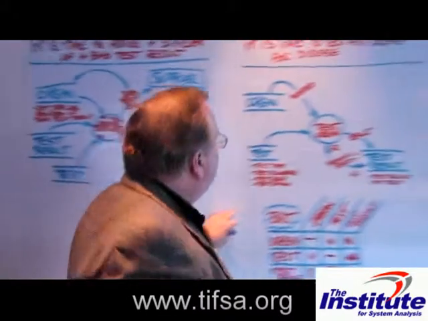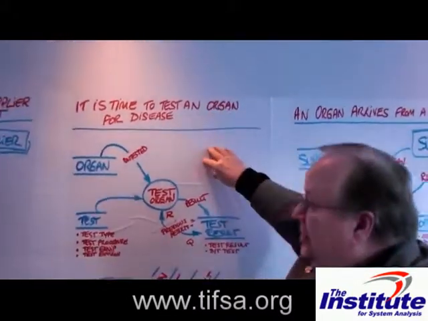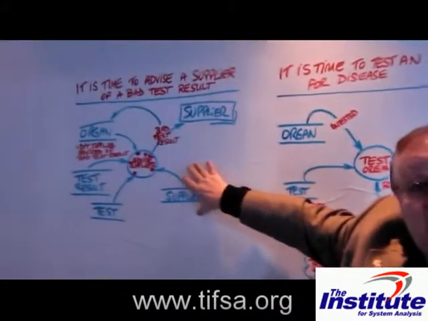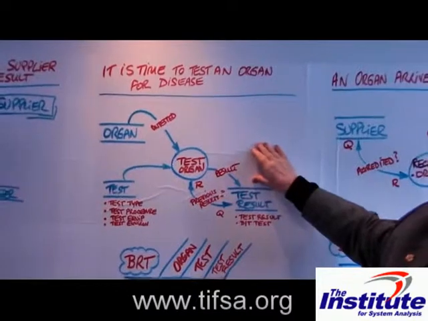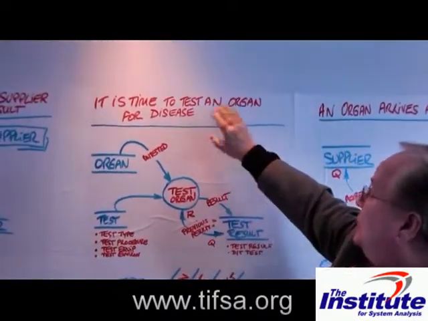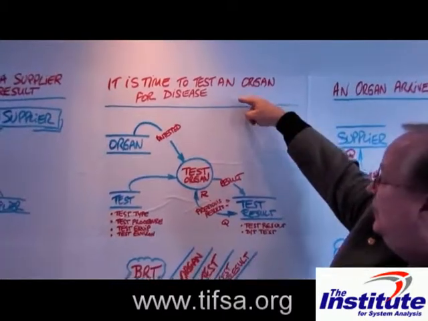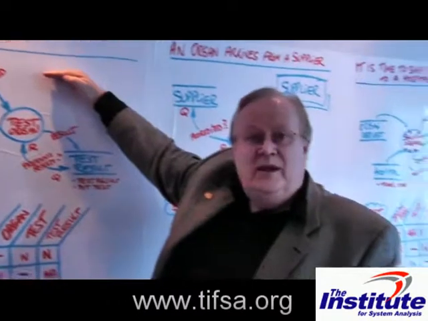The only thing missing now so far is the business rules table, which we'll get to in just a minute. But I want you to look back here for a moment. Here it says it's time to test an organ for disease. We could have included this into this process. And we could have just stacked the events. We could have had one event that says it's time to test an organ for disease, and for the same process, we could have had it's time to advise the supplier of a bad test result.